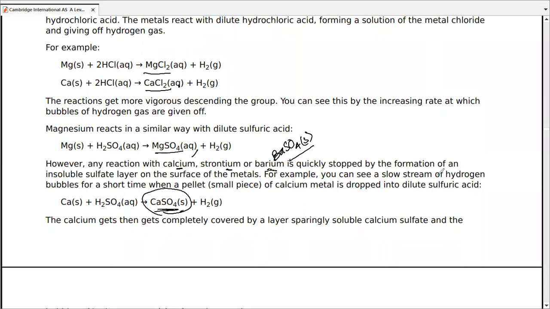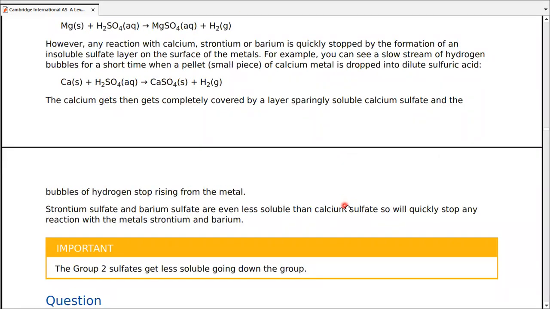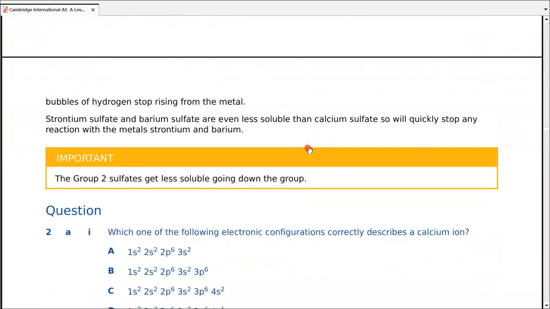For example, you see a slow stream of hydrogen bubbles for a short time when a small piece of calcium is dropped into dilute sulfuric acid. The calcium then gets completely covered by a layer of sparingly soluble calcium sulfate, and of course, the bubbles of hydrogen stop rising from the metal. This gives you the idea that forming an insoluble compound or salt may interfere with the reaction. Strontium sulfate and barium sulfate are even less soluble than calcium sulfate, so they will quickly stop any reaction with the metals strontium and barium.